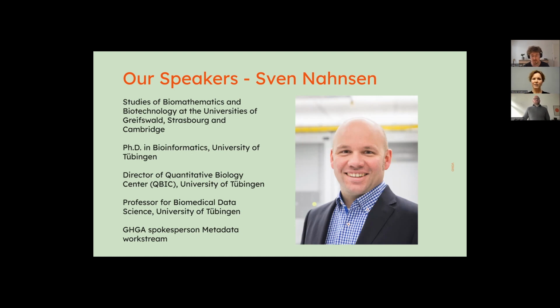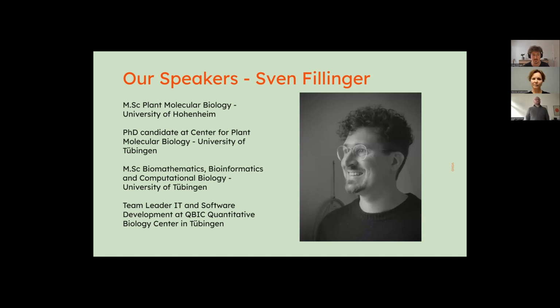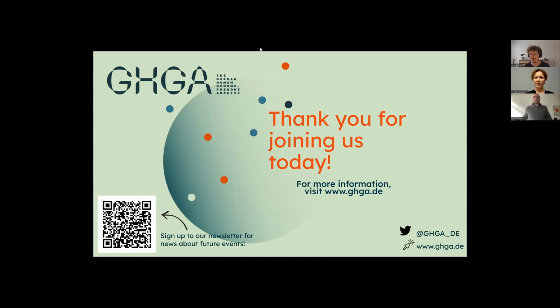In the second half, which is going to be presented by Sven Fillinger, you get a deeper insight into the implementation of FAIR. And Sven is coming from a different direction. He did a master's in plant molecular biology, so a wet lab scientist by training, at the University of Hohenheim, and then continued to be a PhD candidate at the Center for Plant Molecular Biology in Tübingen. But since his heart is beating for bioinformatics, he switched gears and did a master's in biomathematics and bioinformatics and computational biology at the University of Tübingen, and is now the team leader of IT and software development at the Quantitative Biology Center in Tübingen. And with no further ado, I hand over to Sven for the first part.